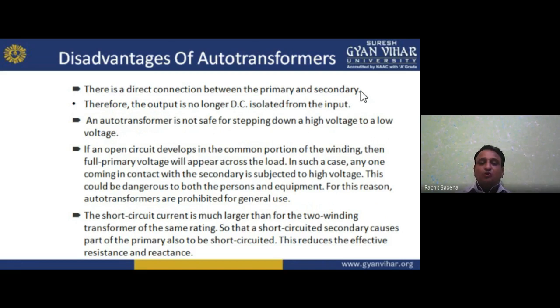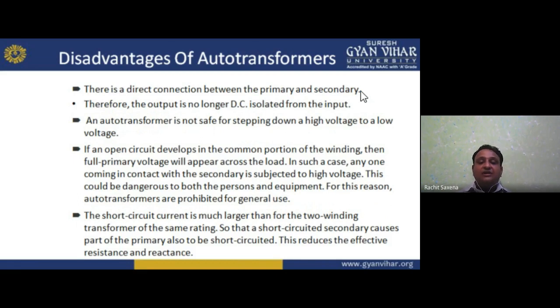For this reason, auto transformers are prohibited for general use. So we use them for stepping down the voltage very easily, not stepping up. We can do stepping down of voltage, but not very high. We use it in a laboratory, like a variac. So that is the application.